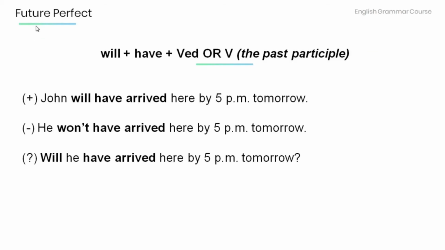Now, to form the future perfect, we use will plus have plus verb-ed, or just the verb, the past participle. Have a look at the examples below. Positive sentence. John will have arrived here by 5 p.m. tomorrow. Negative sentence. He won't have arrived here by 5 p.m. tomorrow. Question form. Will he have arrived here by 5 p.m. tomorrow?